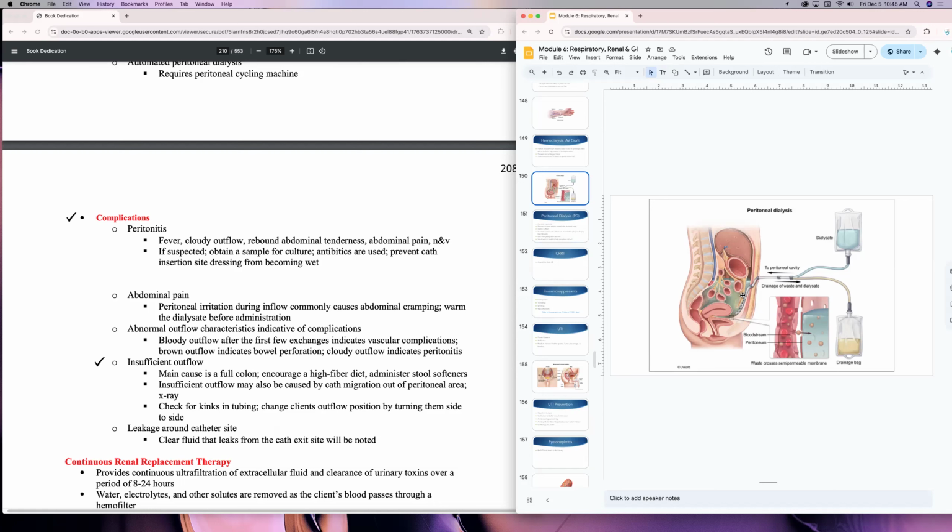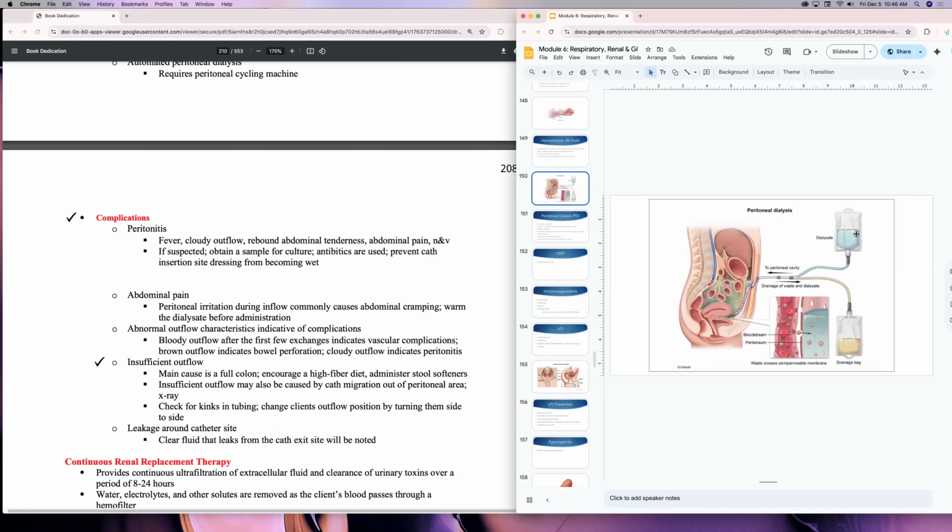And so it will sit there, and while it's in the abdomen, as you can see here, excess fluid and wastes are going to leave the blood and enter into the fluid that's sitting in the abdomen. And at the appropriate time, whatever the healthcare provider has ordered, then we're going to allow the fluid to drain out into a drainage bag. So, a couple of important things.